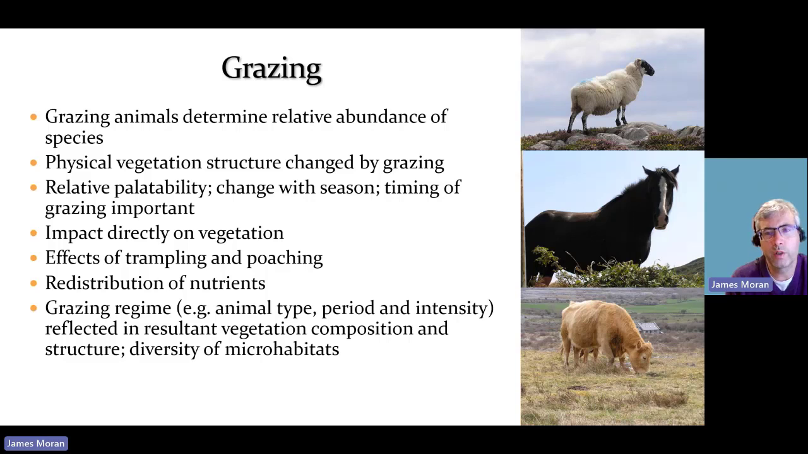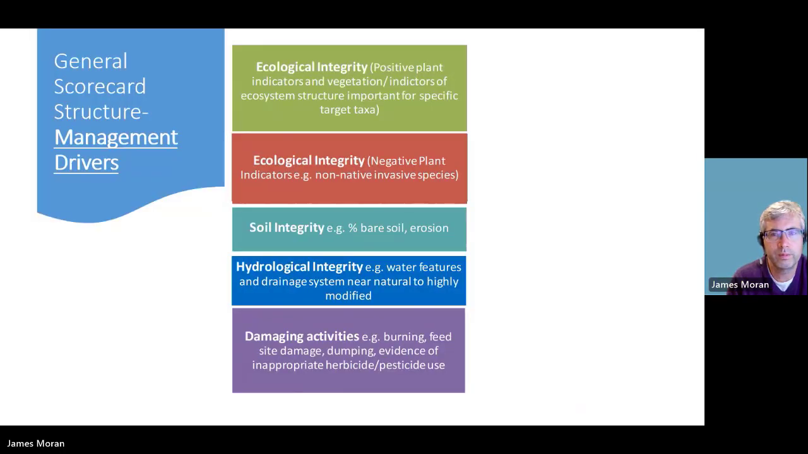In summary, the overall grazing regime in terms of animal type, grazing period and intensity that an area is subject to is reflected in the resultant vegetation composition, structure and diversity of microhabitats. This knowledge of the interaction between ecological management, ecosystem structure and function informs the design of results-based scoring systems. And the main drivers behind the categories of results indicators can be summarized as follows.